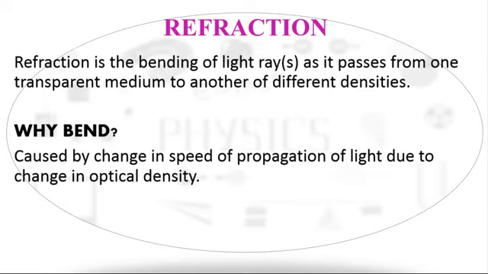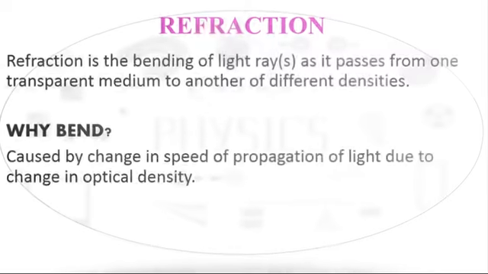So we see that the reason refraction occurs is that light changes its speed. And why does it change speed? Because it is moving from one medium to another, which are of different optical densities. So let's look at an example of refraction.